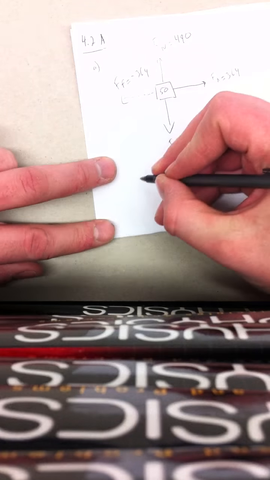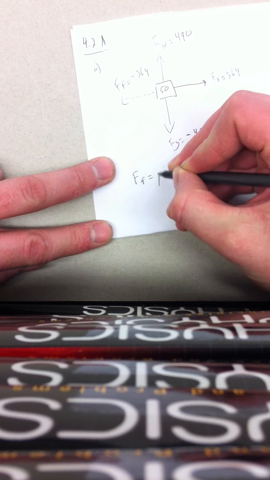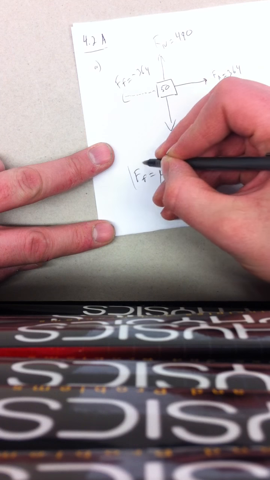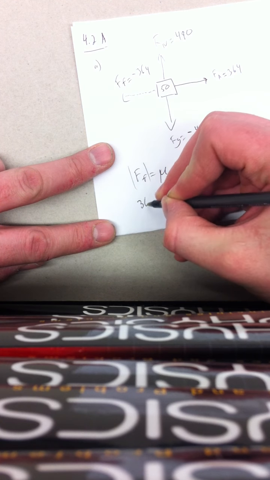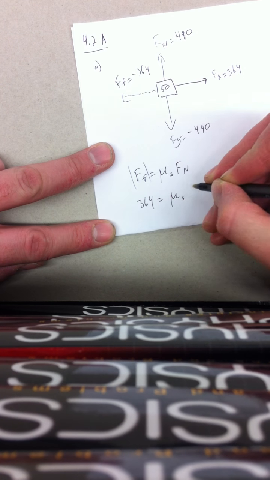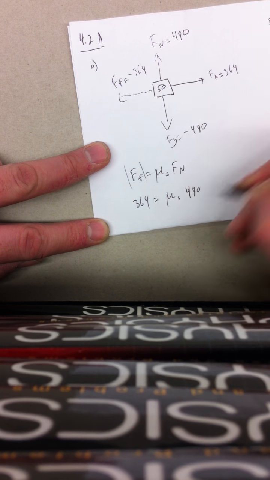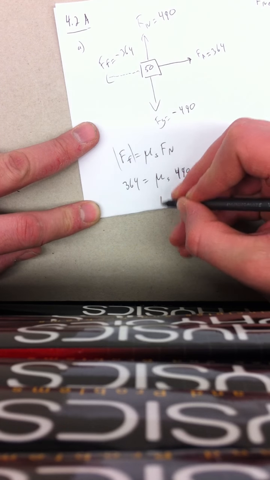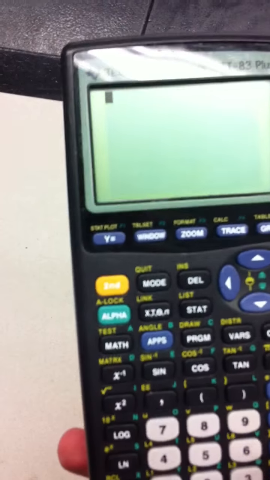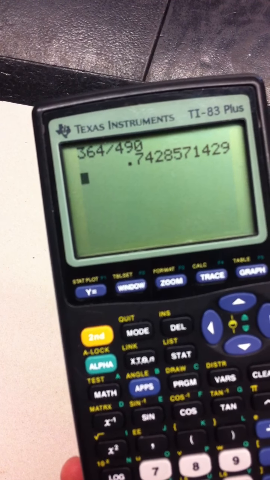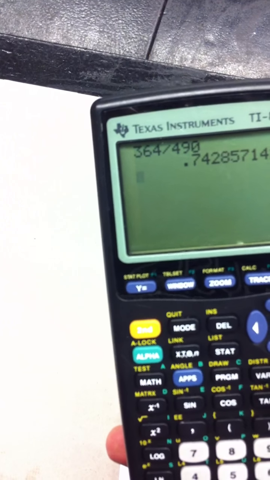So the force of friction is equal to mu times the normal force. Trying to figure out the static friction, this is going to be an absolute value. So 364 is equal to mu times the normal force. Now the normal force is 490, which means the coefficient of friction is just equal to 364 divided by 490. 364 divided by 490 is 0.743.